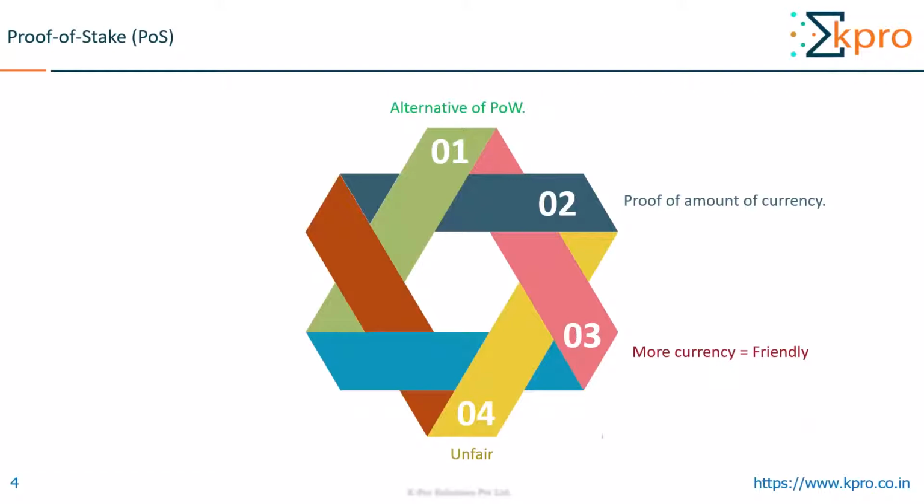Blackcoin used the lowest hash value combined with proof of stake for its consensus mechanism. And Ethereum is now planning to move from Ethash, which is a proof of work mechanism, to Casper, which is a proof of stake mechanism. So this is all about what proof of stake is.